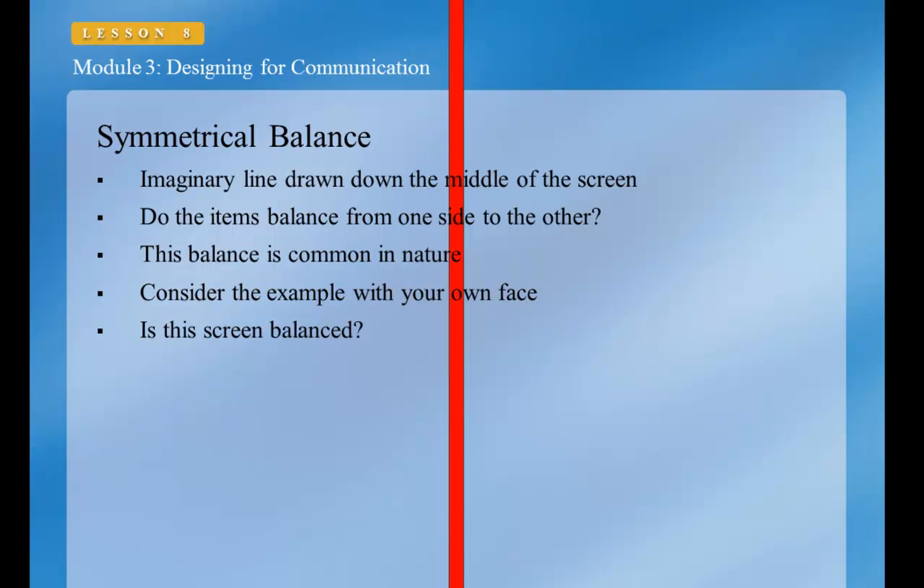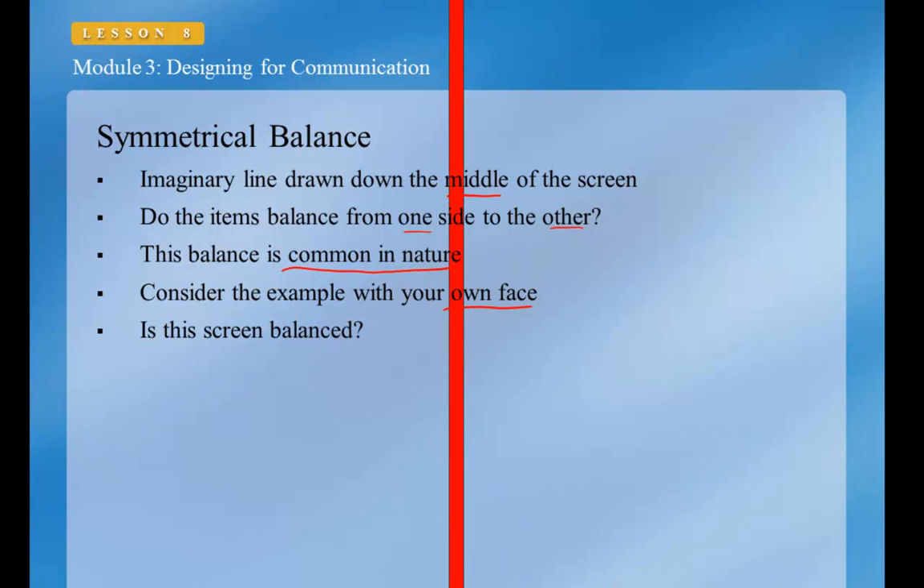When we talk about symmetrical, it's a line drawn right down the middle of the screen, and it's balanced on both the sides. So do the items on one side balance the other side? And this balance is most found in nature. It's pretty common in nature. And then a good example is your face. If you drew a line right down the middle of our face, you'd see our eyes equal distance from the line, and same with our ears.